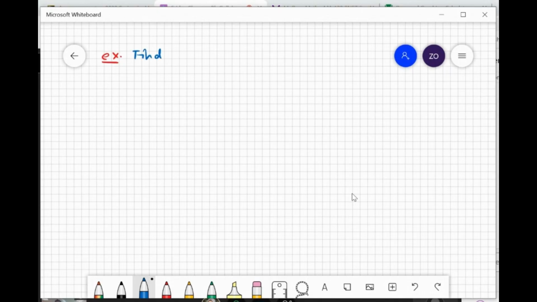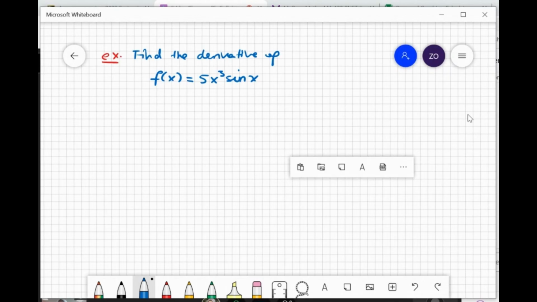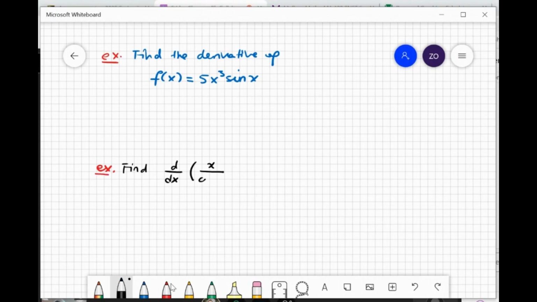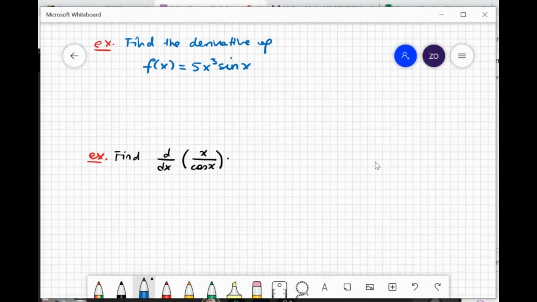Let's find the derivative of the function 5x cubed times sine of x. Okay, so the function is 5x cubed times sine of x. Let me write another function. In both questions, we would like to find the derivative of the given function. How would you find the derivative of the f function? So the function f is a product of two functions.